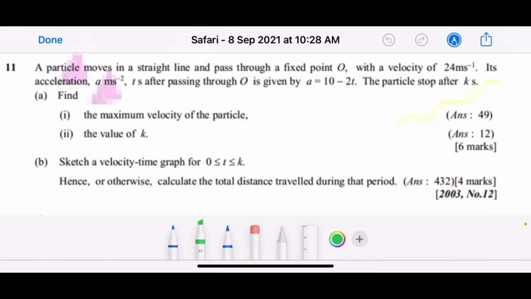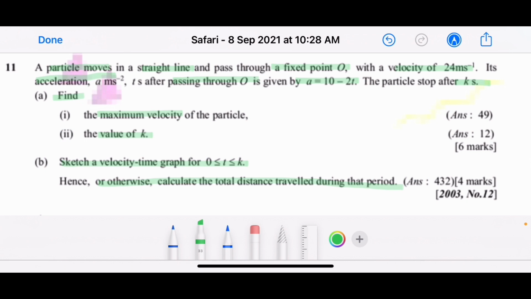A particle moves in a straight line and passes through a fixed point O. Please highlight straight line and highlight the fixed point O. With the velocity of 24 meters per second, its acceleration a meters per second squared, t seconds after passing through O, is given by a equals 10 minus 2t, and the particle stops after k seconds. Stop after k seconds, that is a very important keyword.